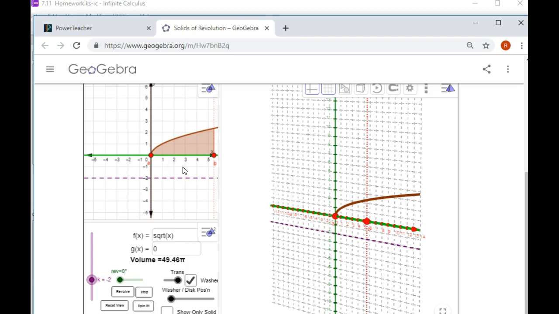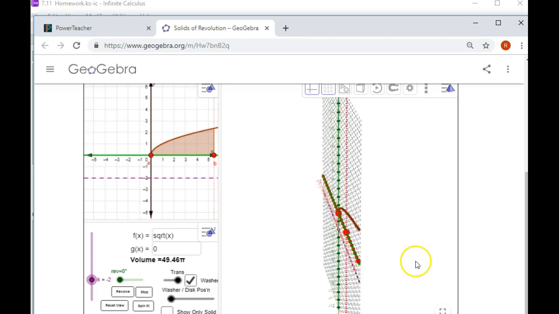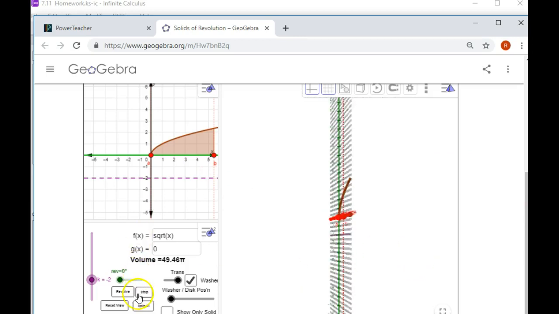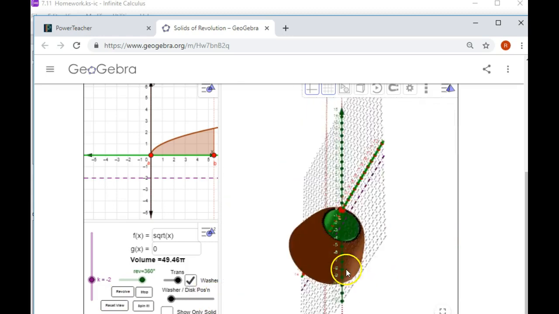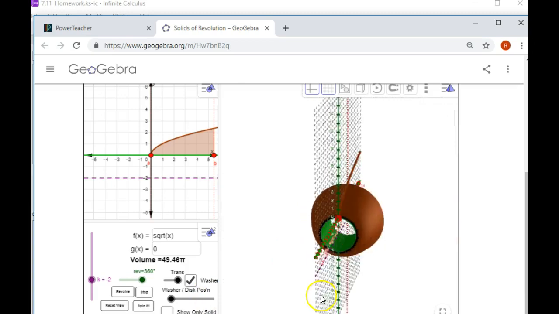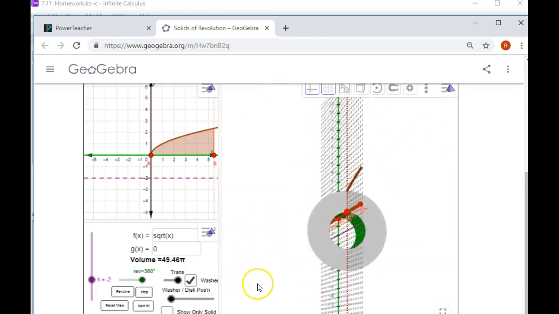And so now when I rotate it, you're going to have a hole in there, right? We'll go ahead and do it and you guys can see it. You see the hole that's generated there? And so it looks like a washer, right? And they call this the washer method. It's really the same shape, but now it has a hole in it.